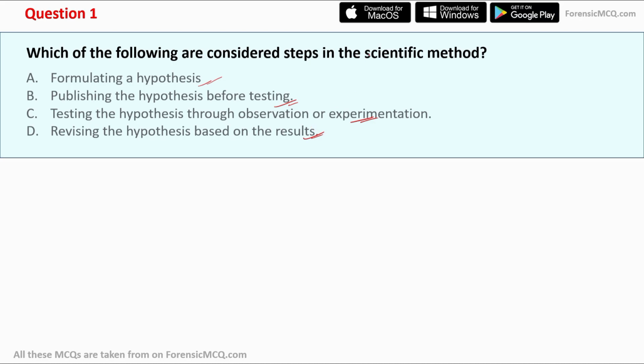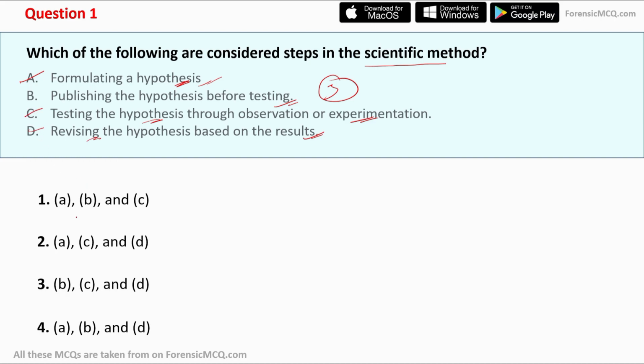And as you know, in any scientific method, there is a three-step process in which first there is a formulation of hypothesis, second is the testing of hypothesis, and third is the revising. So the correct answer will be A, C, and D. Now let's check the options. So A, C, and D, so option B is the correct answer.